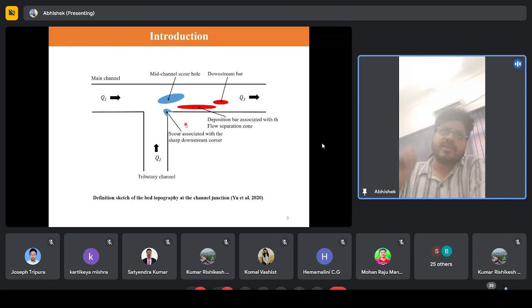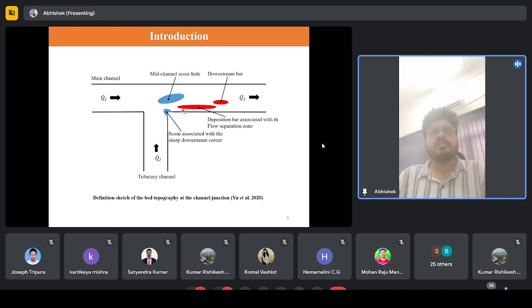So here the bed feature means, I am repeatedly telling the story of the channel junction, which has characteristic bed features, meaning it has a scour hole and a deposition bar. So can the model simulate these features satisfactorily? Satisfactorily means here that you can accept the outcome of your model based on the engineering application.